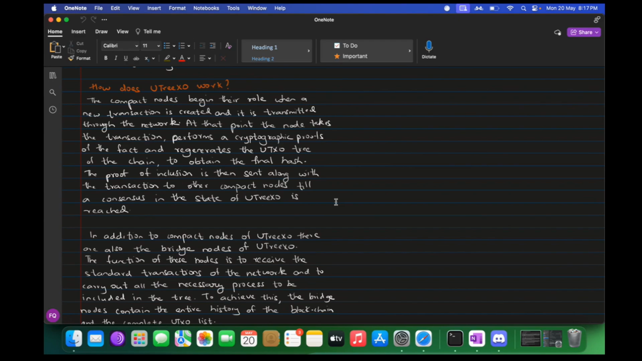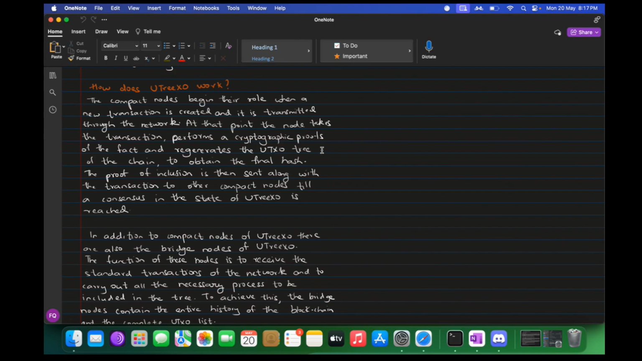So what do compact nodes do? Whenever a compact node sees a new transaction, the node takes the transaction, performs a cryptographic proof of the fact, and regenerates the UTXO set. The compact node already has the UTXO Merkle root. Now it sees a new transaction. What is it going to do? It's going to hash that transaction, add that transaction to the Merkle tree and update the Merkle root.